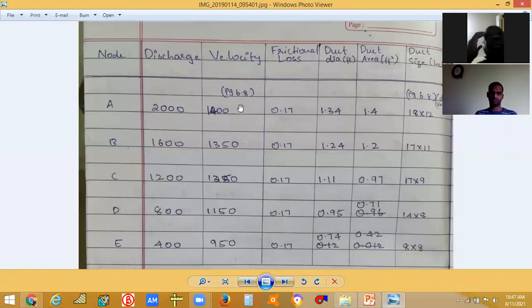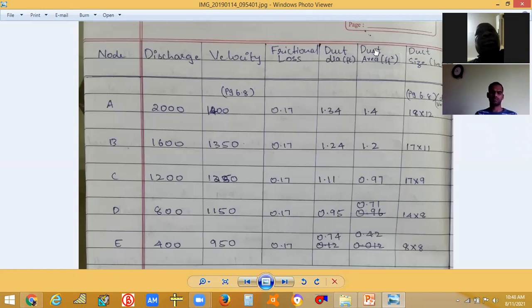Now you have to do one thing. You have Q and you have V. From that you will be able to know the area. Q is equal to A into V, right? So you know Q and you know V, and from that you will be finding the area. You can find the duct area in feet square.